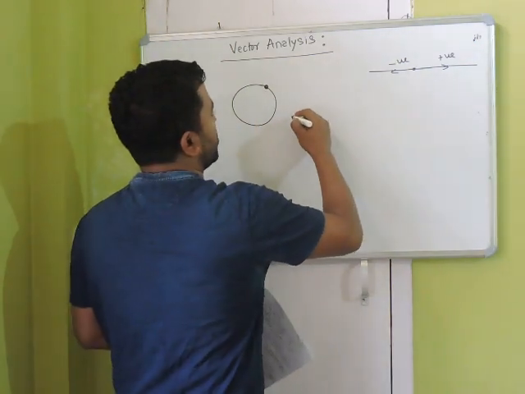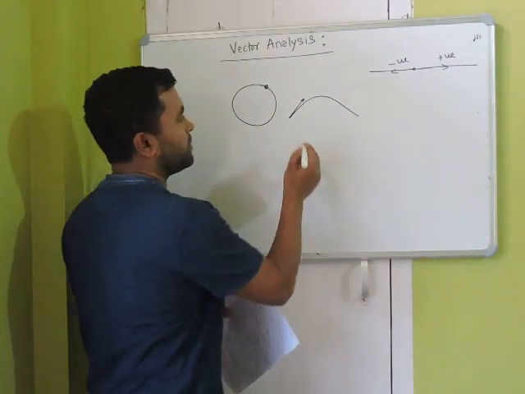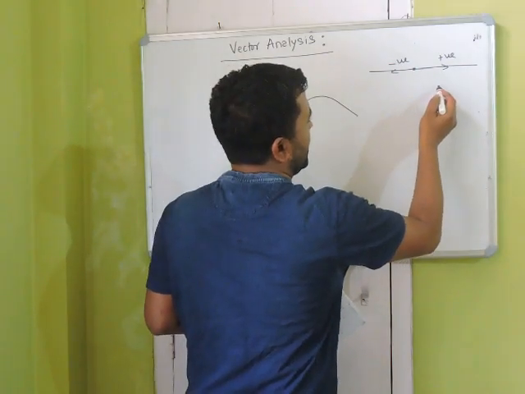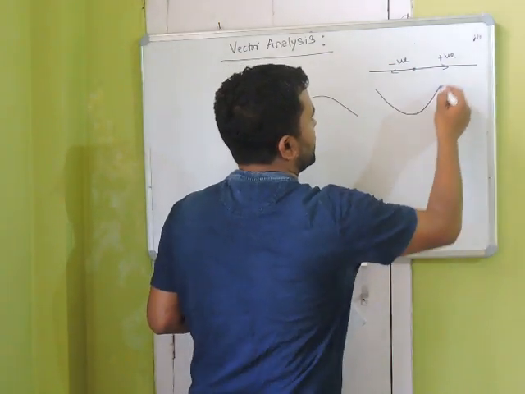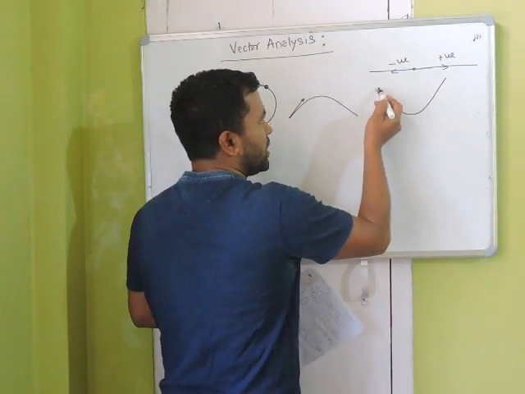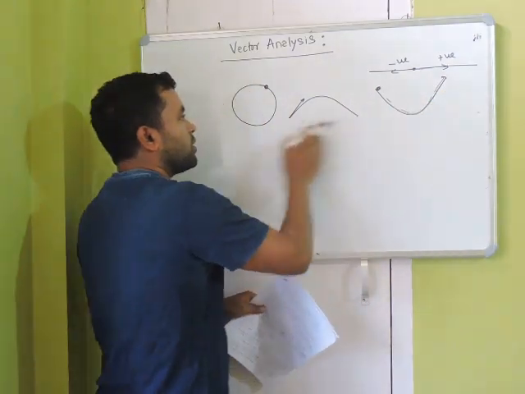Then let us say you throw something like this, you kick a football, it goes like this. And it can take various shapes. I can take, let us say, a roller coaster kind of trajectory. So something is dropped and it goes like this. So these are actually 2 dimensional.